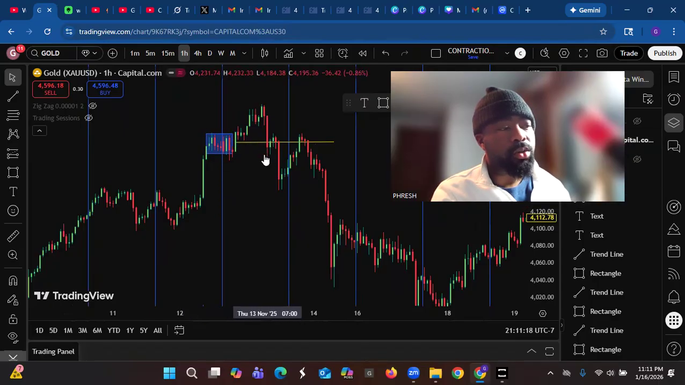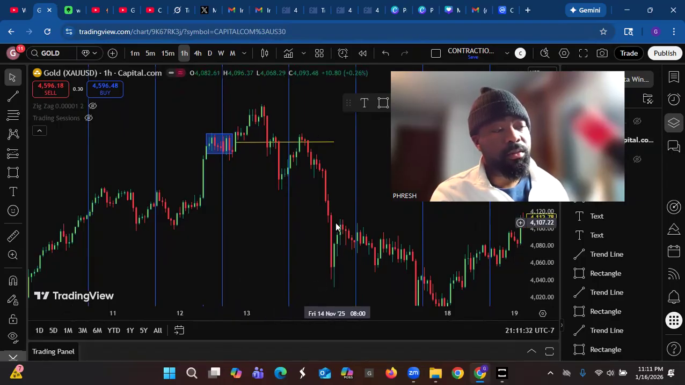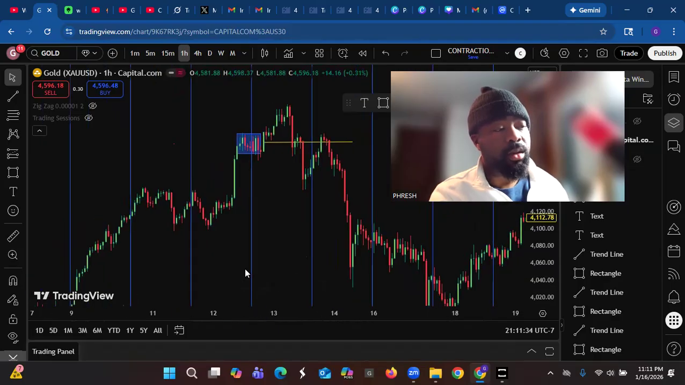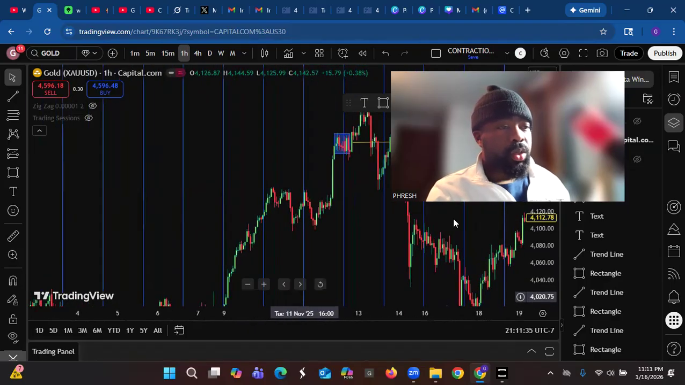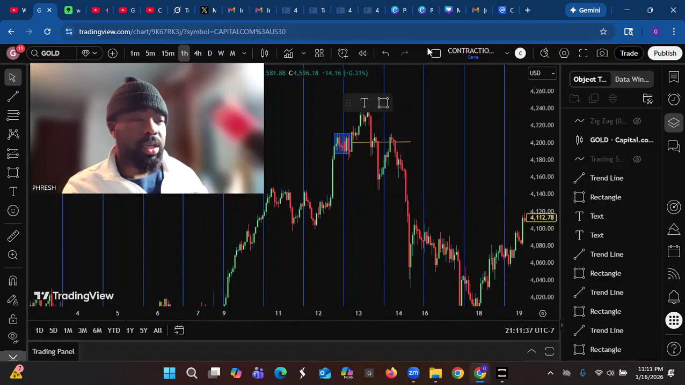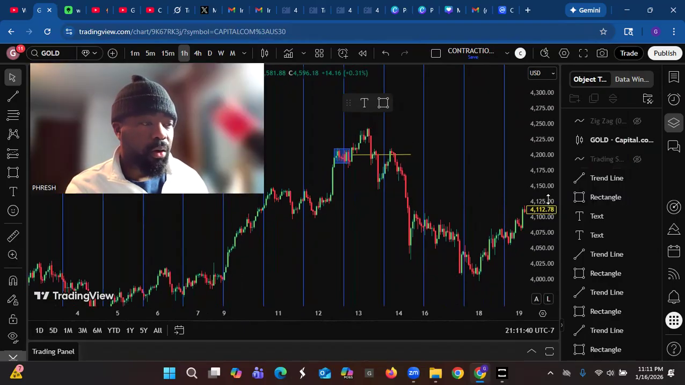We had a close, breaking out a close below manipulation to make you think we're going for longs or buys, and then push to the downside, strong push to the downside. And then as you continue to look, you will see it over and over and over again, right?